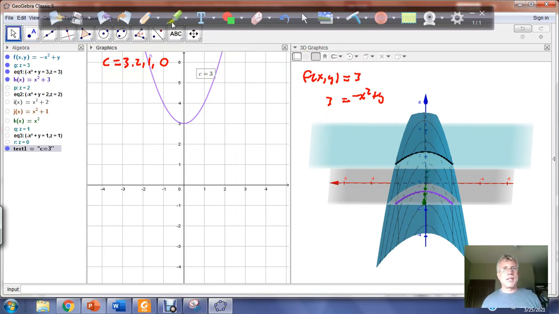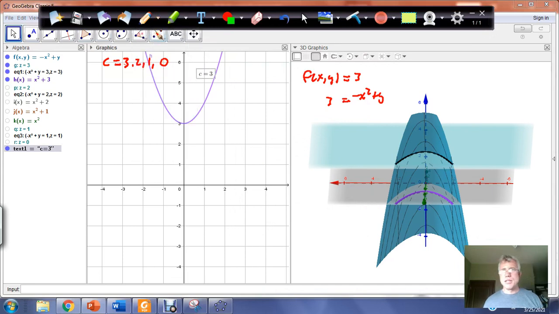And then we did the same thing again, but we set the function equal to 2. So we did 2 equals minus x squared plus y. We solved it for y. We got y equals x squared plus 2 when we did that, and we graphed that.